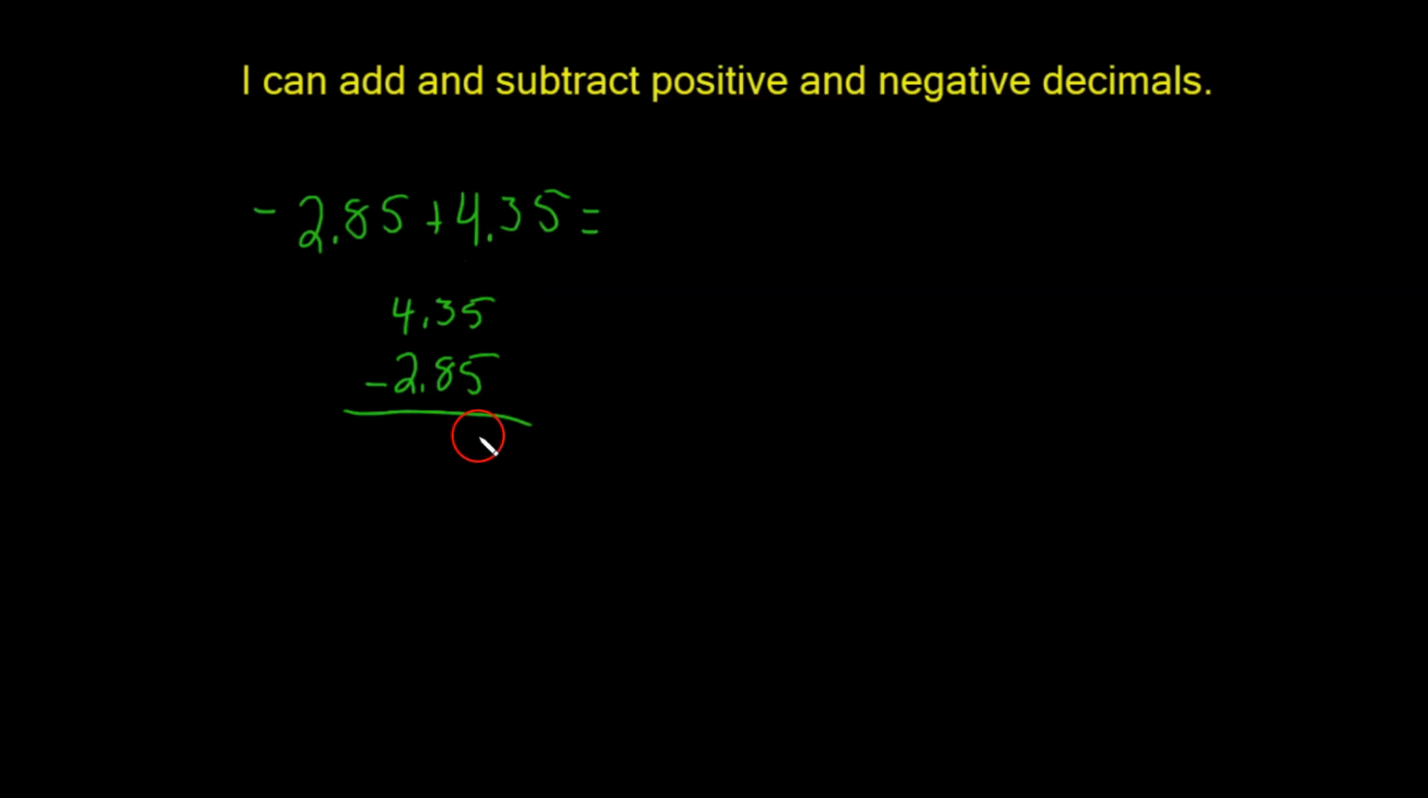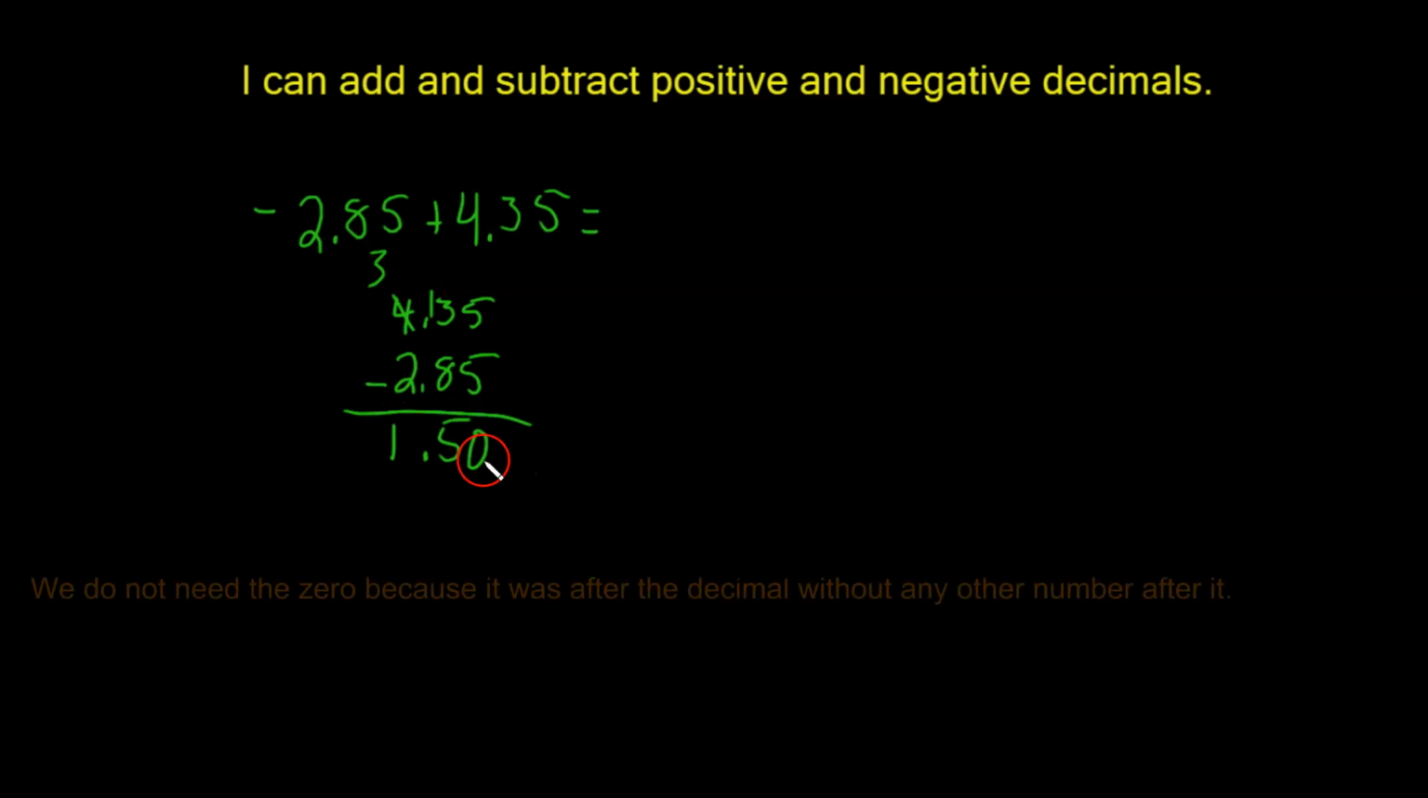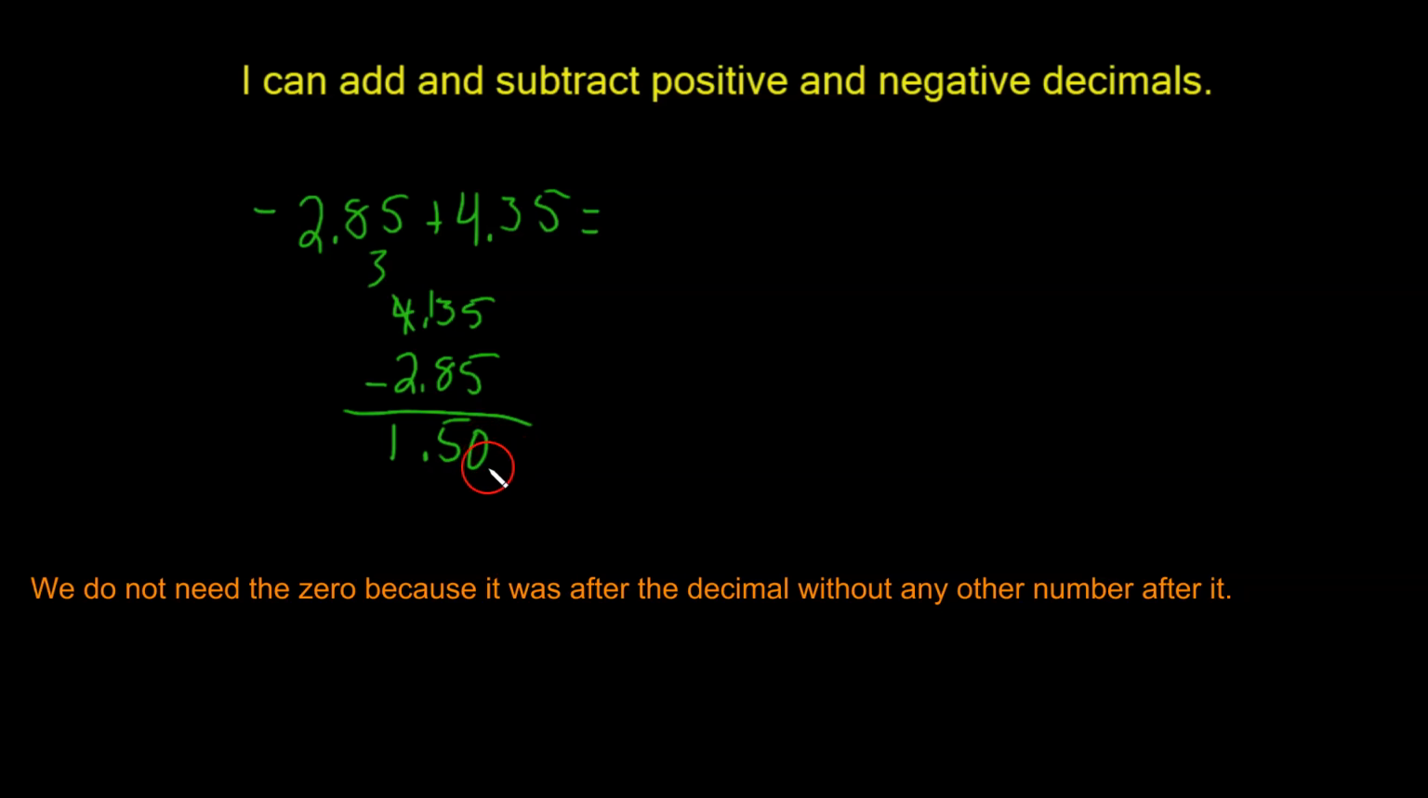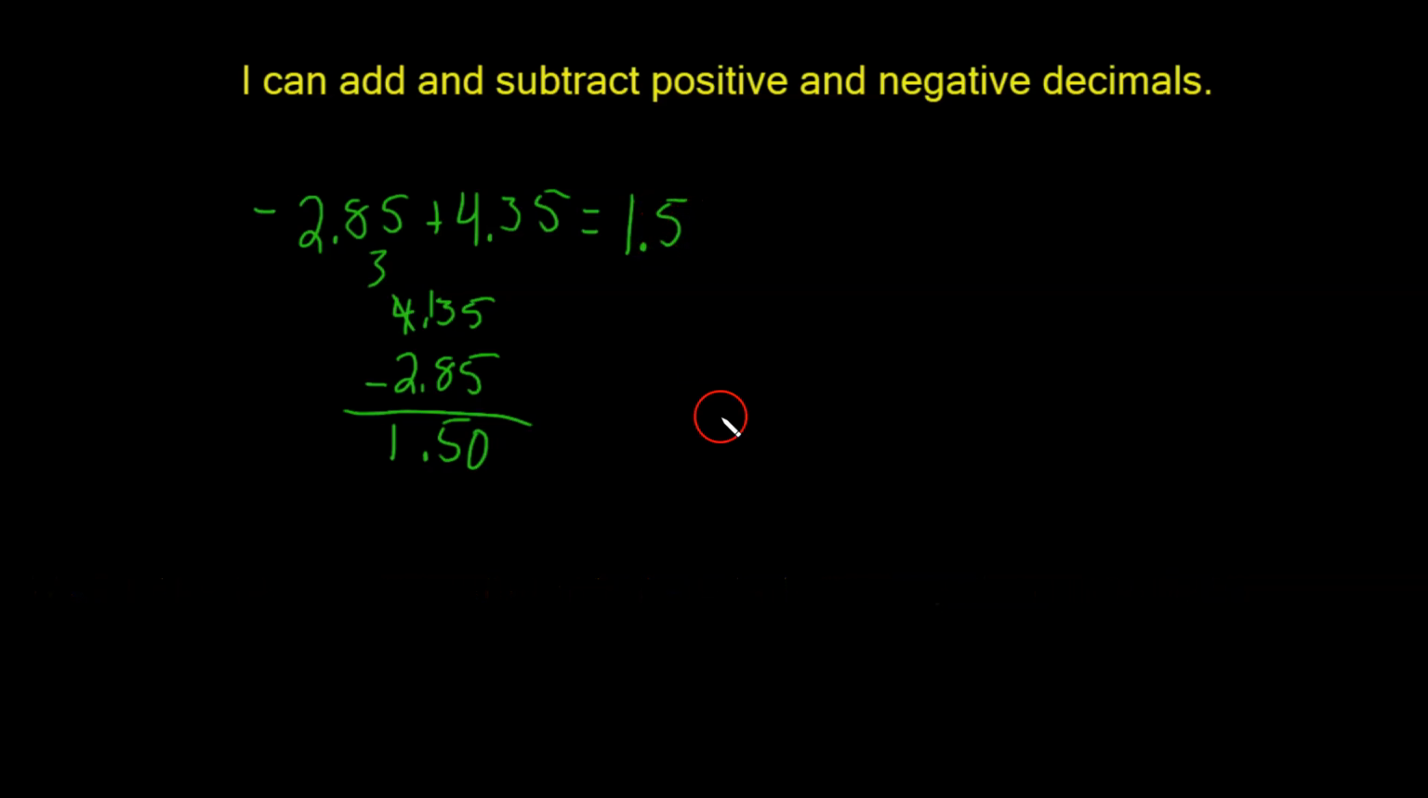So we got 5 minus 5 is 0. 3 minus 8, can't do that, need to borrow. 13 minus 8 is 5. Bring that decimal straight down. 3 minus 2 is 1. And again, we do not need the 0 at the end right here. We do not need that 0. So our answer is going to be 1 5/10, or 1.5.